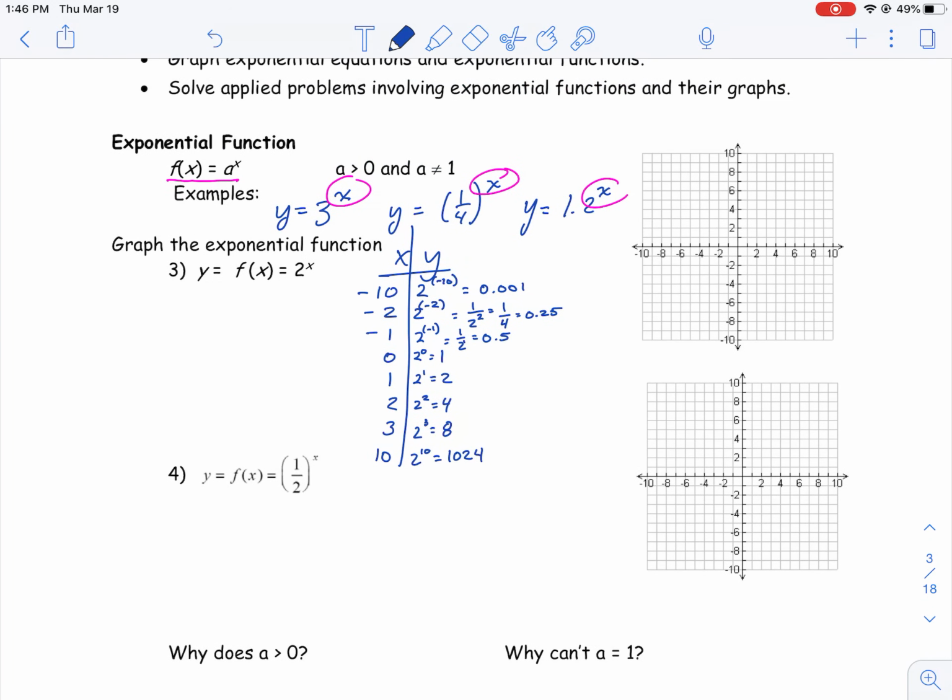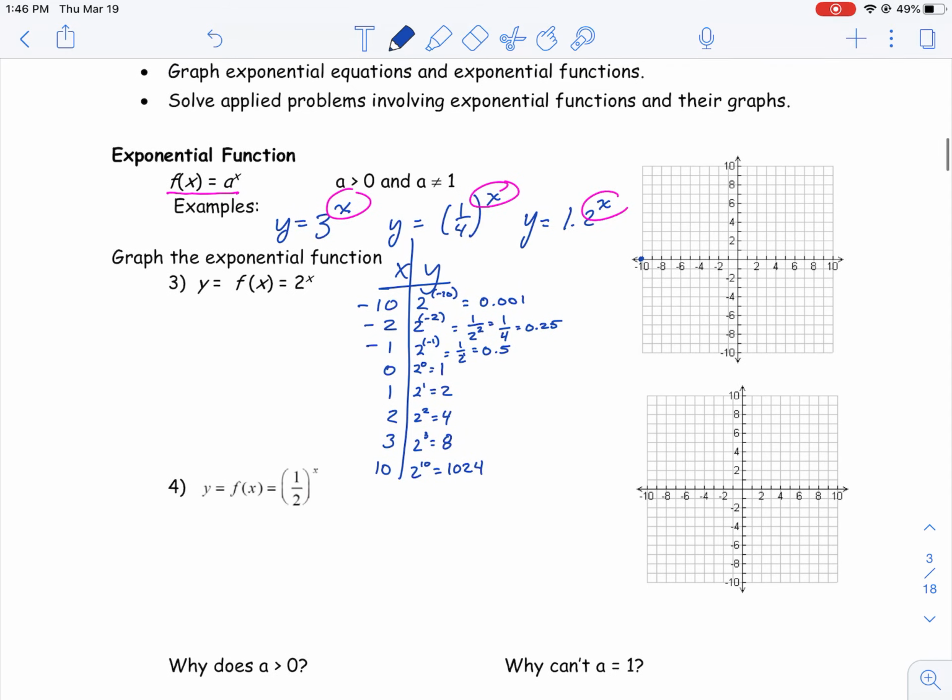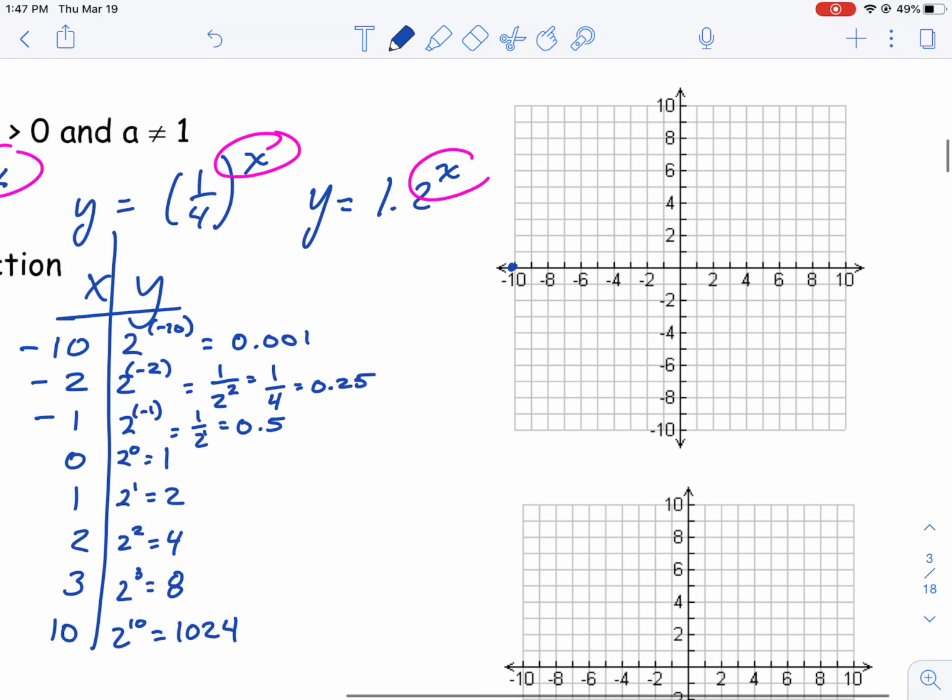So we start all the way over here at negative 10, which is basically at 0. And then even at negative 2, it's still really small. It's at 0.25. Zoom in a little bit here. And then at negative 1, we're at 1/2. 2 to the 0, we're at 1. 2 to the first, we're at 2. 2 to the second is 4. 2 to the third is 8. And then I'm off the charts. I can't even draw 2 to the 10th. But if I did, it'd be 1024.